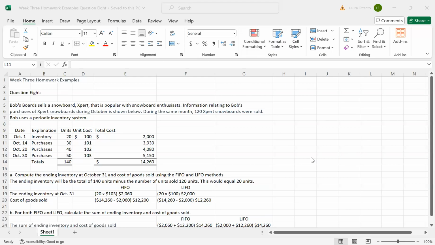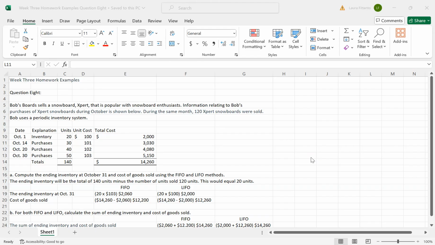Hi, everyone. I'm going to go through a really brief example for the homework, and it is question 8. We are told Bob's Board sells a snowboard that's popular with snowboard enthusiasts. Information relating to Bob's purchases, called expert snowboards, during October is shown below.